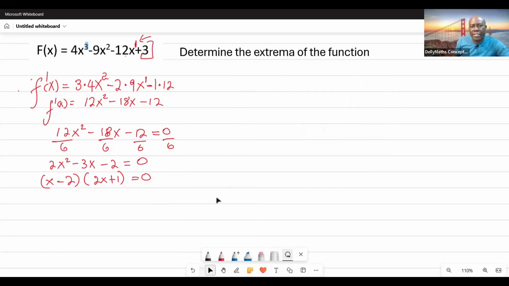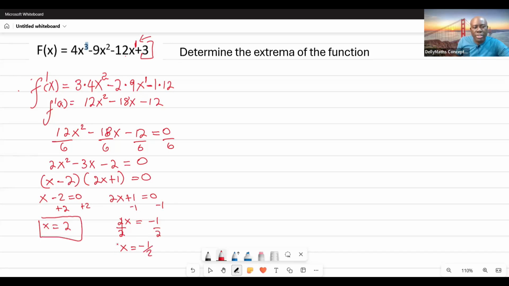We have just factorized. Now we're going to solve. Either this is a 0, which means if I add 2 to both sides, then x is equal to positive 2. So this is one of my critical numbers. Or it's a case where 2x plus 1 is equal to 0, which means I'll subtract 1 from both sides, so 2x is equal to -1. Then I'm going to divide both sides by 2, where in this case x is -1/2. So my two critical numbers are as follows.